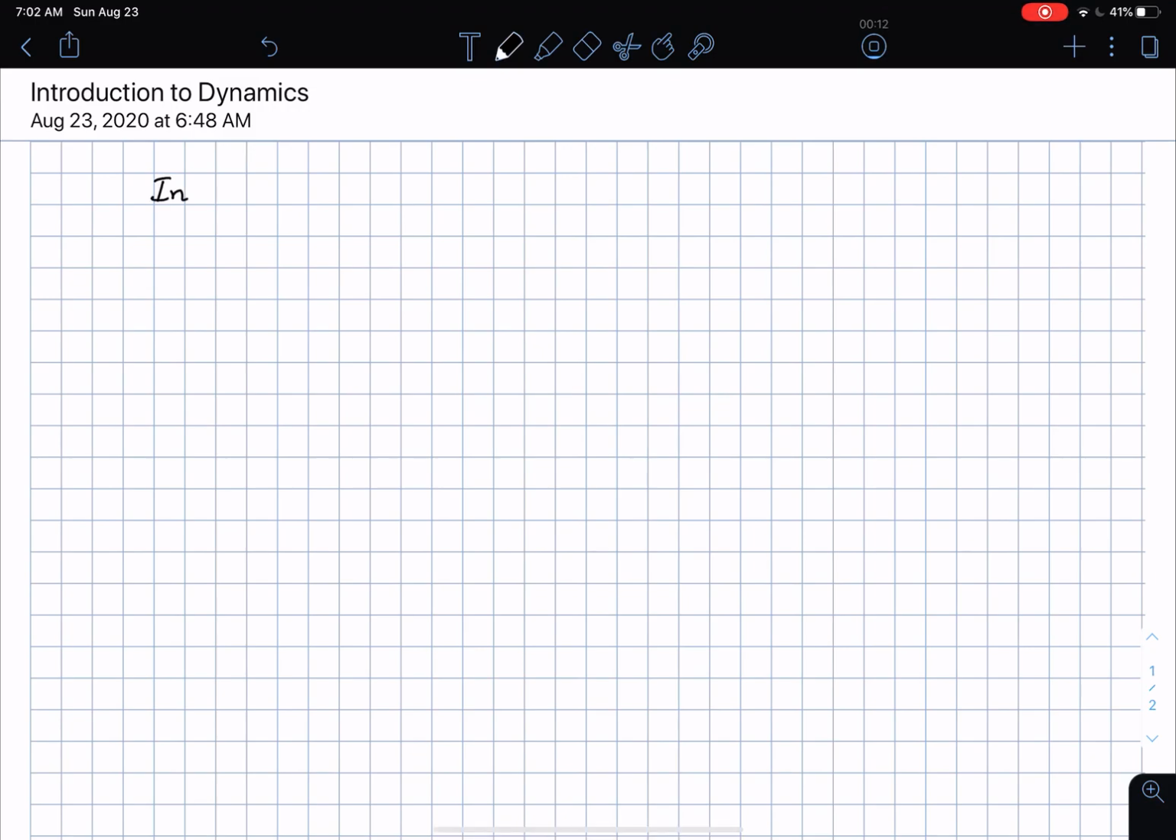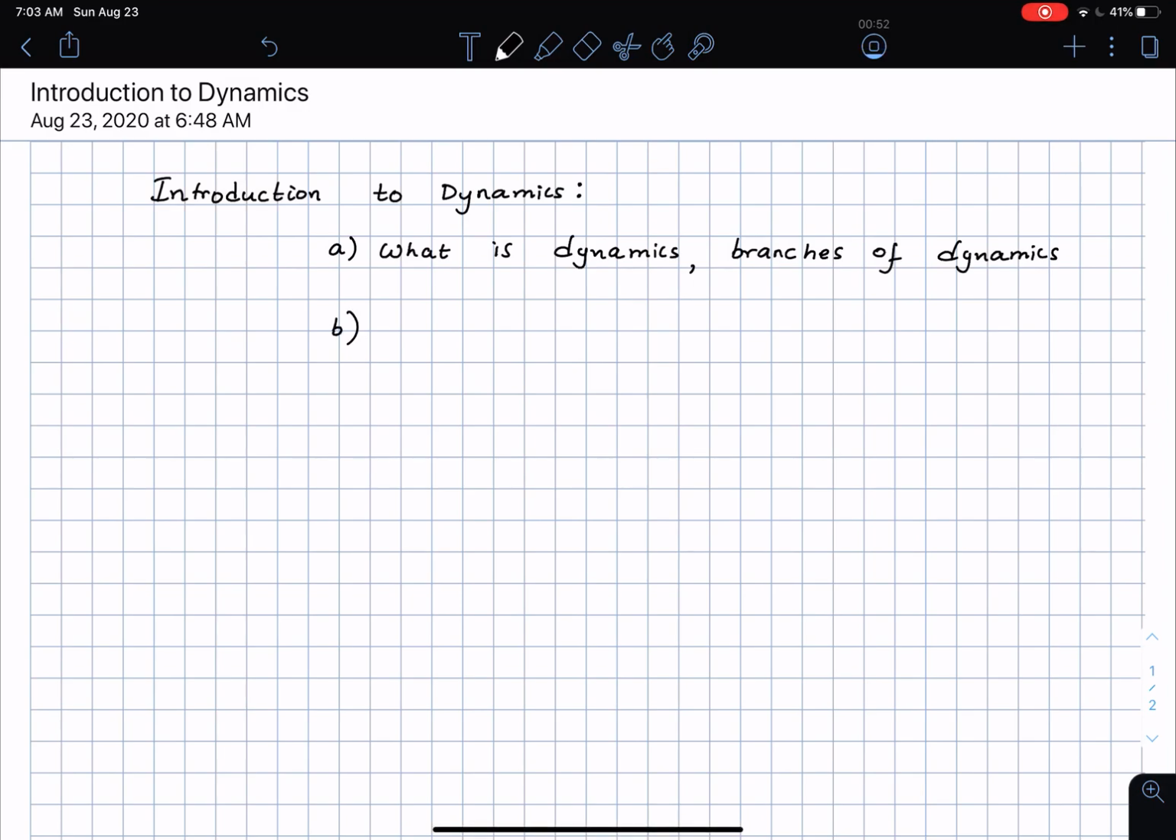Okay, so introduction to dynamics. In this small talk, we will look at certain questions. These are the topics that I would like to discuss. What is dynamics? What are the branches of dynamics? Then we would also like to look at the overall structure of this course. Then we will look, very briefly, at the relevance of dynamics, the different types of problems that dynamics enables us to solve.